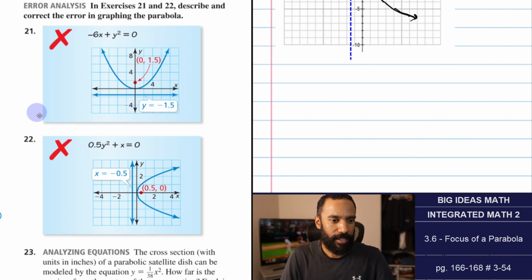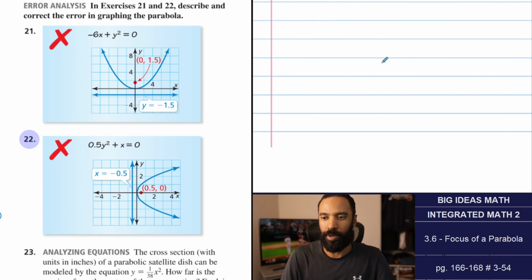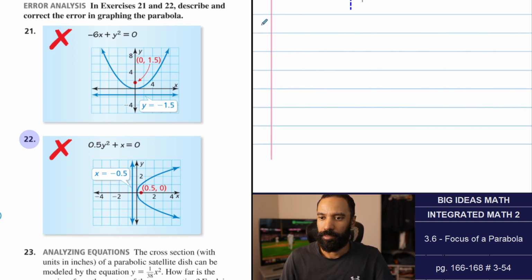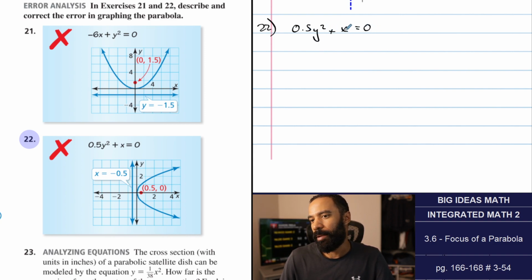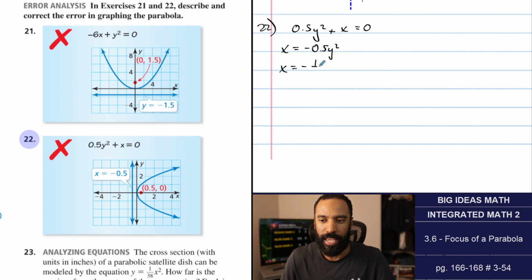Maybe the same kind of thing on how it faces. Sort of. So number 22. Let's see if the focus and directrix is a problem. 0.5 y squared plus x equals 0. I'm going to get x by itself by subtracting 0.5 y squared. You get negative 0.5 y squared. And by the way, 0.5 is the same as 1/2. So x is negative 1/2 y squared, like that.